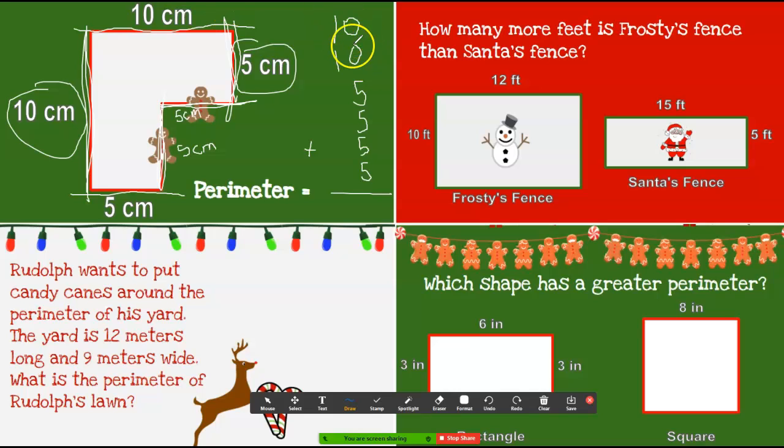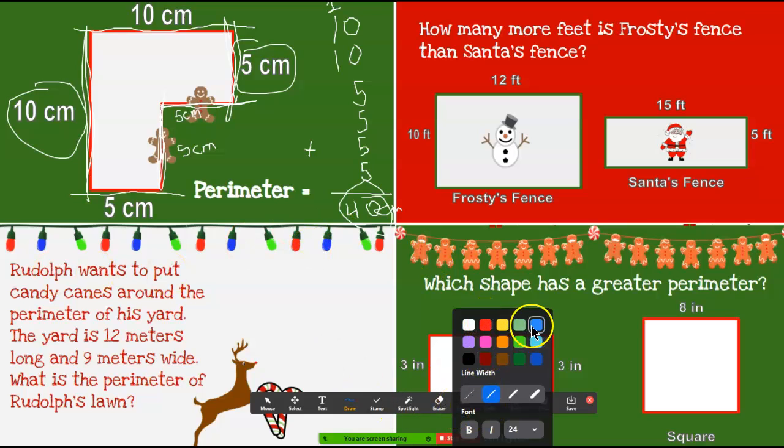Okay? 0 plus 0 is 0, 5, 10, 15, 20. I put my 0, carry my 2. 2, 3, 4. So the perimeter is 40 centimeters. Okay? Let's move on to the next one.